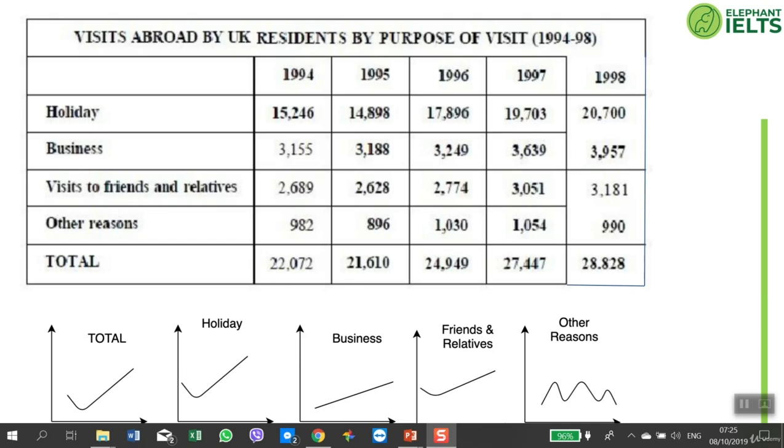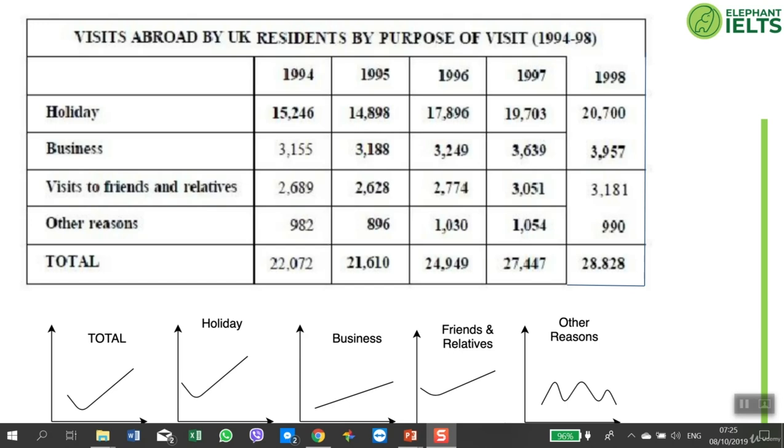Now, what would be a good elephant for this table? Well, when you look at the numbers here, you can see that there's much higher numbers for visits abroad for a holiday. So that would be the elephant, wouldn't it? So we can say that. The first thing to note is that the most popular reason for going abroad for UK residents was for a holiday over the period under study.